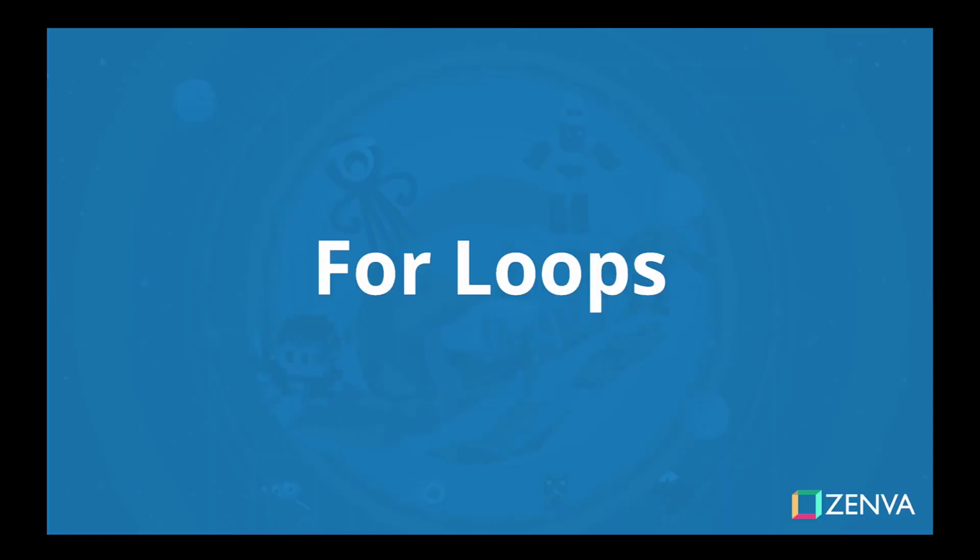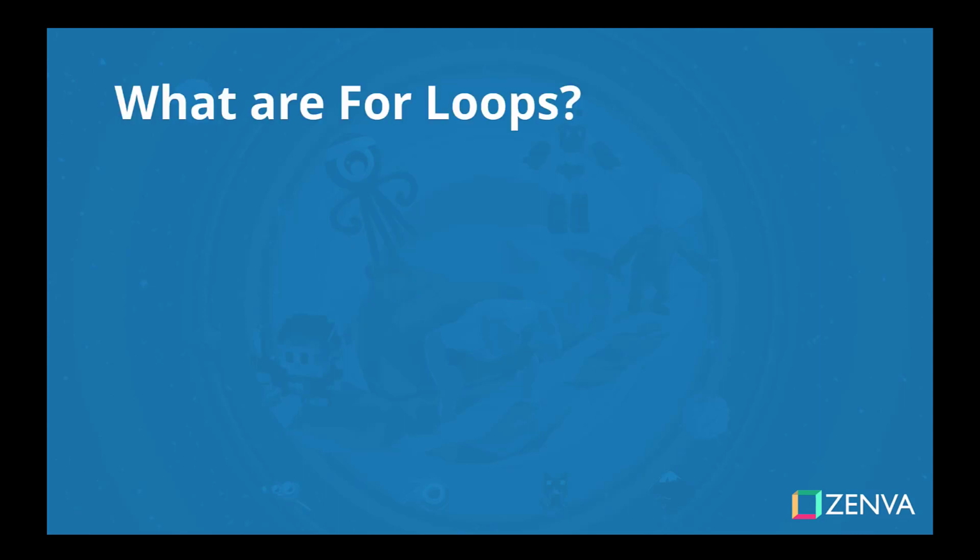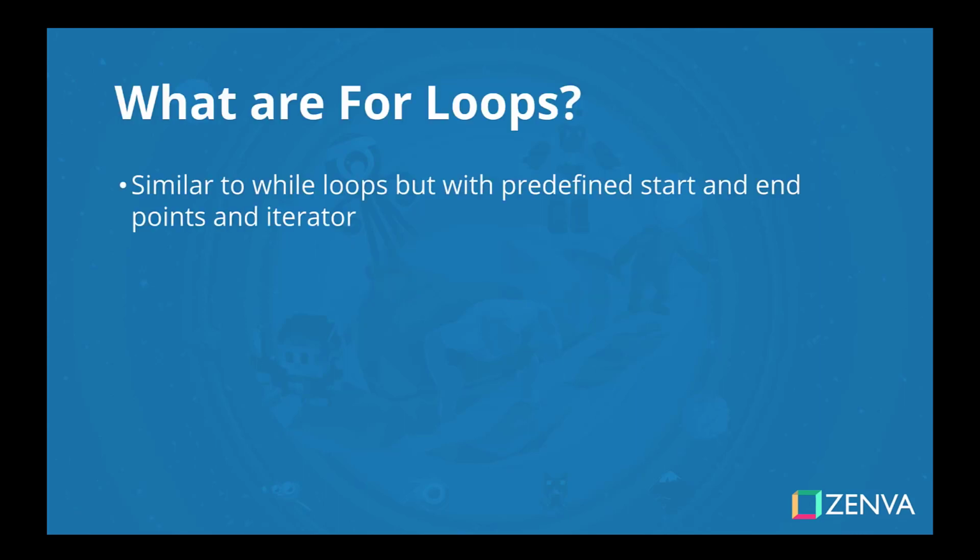What's up everyone, welcome to the 14th part of our JavaScript language basics. This will be all about for loops. They act kind of like while loops but have some pretty distinct differences. So what are for loops? Well, in principle, they work similar to while loops.